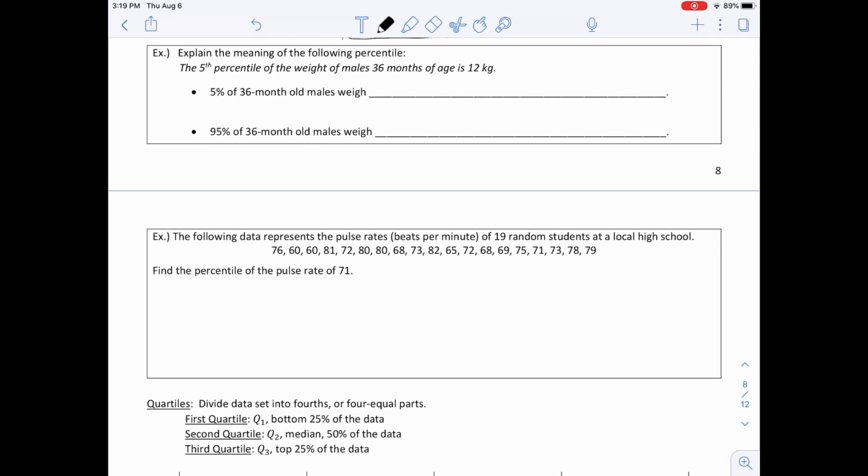So the next example says, explain the meaning of the following percentile. The 5th percentile of weights of males 36 months of age is 12 kilograms. So the first one is 5% of 36-month-old males weigh less than 12 kilograms. On the other hand, 95% of 36-month-old males weigh not less than 12 kilograms, but more than 12 kilograms. And so again, with percentiles, you're always looking at how much less. Since this is a 5th percentile, those are the children that weigh less than 12 kilograms.